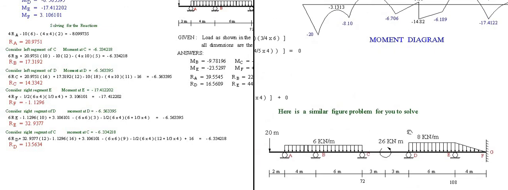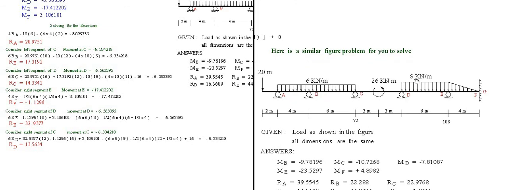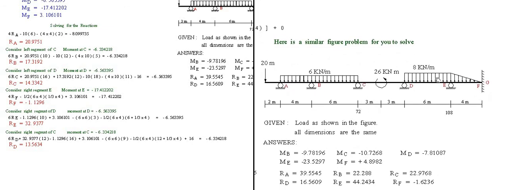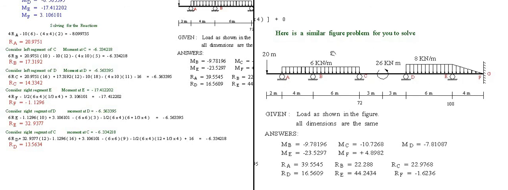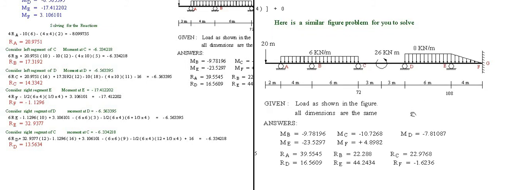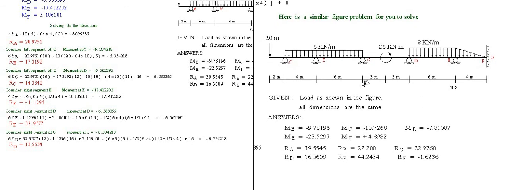Then I have here a problem for you to solve. The figure is almost the same, but the values are changed. The concentrated load, I make it 20 instead of 4. The uniform loads, 6 and 6, I make it 6 and 8. Then the couple of 16, I make it 26. The distances and dimensions are all the same.